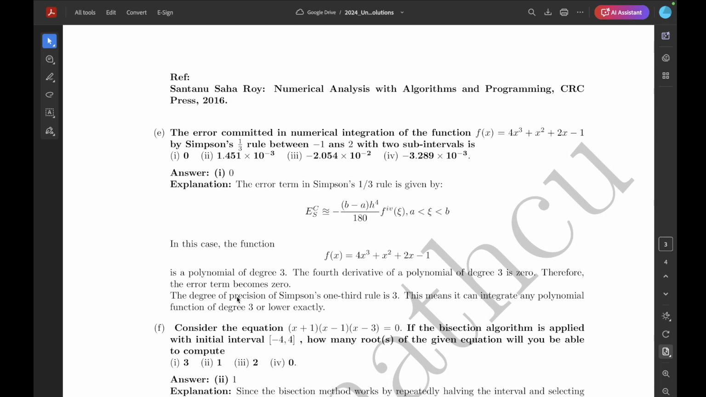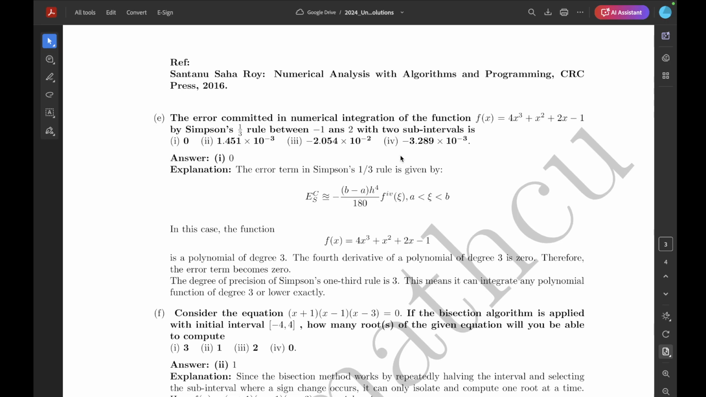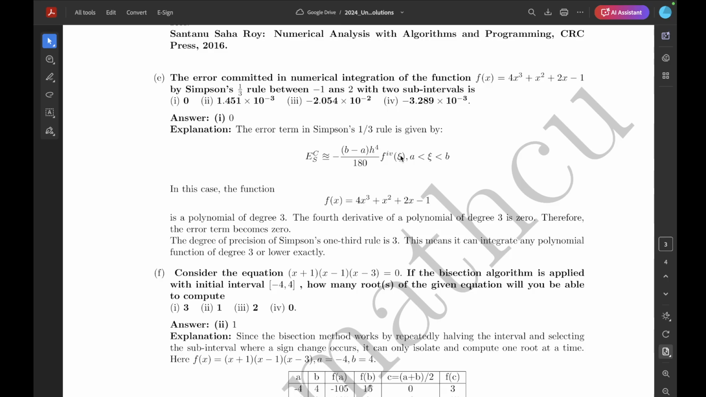Next question, E. The error committed in numerical integration of the function f(x) equal to this cubic function by Simpson's 1/3 rule between -1 to 2 with 2 subintervals is this. Now we know the error term in the composite Simpson's 1/3 rule is approximately equal to minus (b minus a) h to the power 4 by 180 times the fourth derivative of f at the point xi, where a is less than xi less than b.